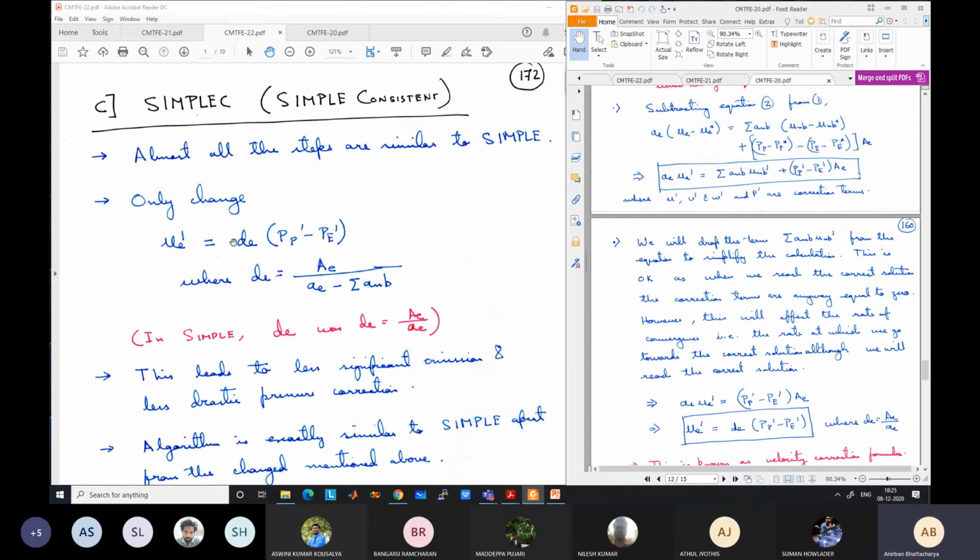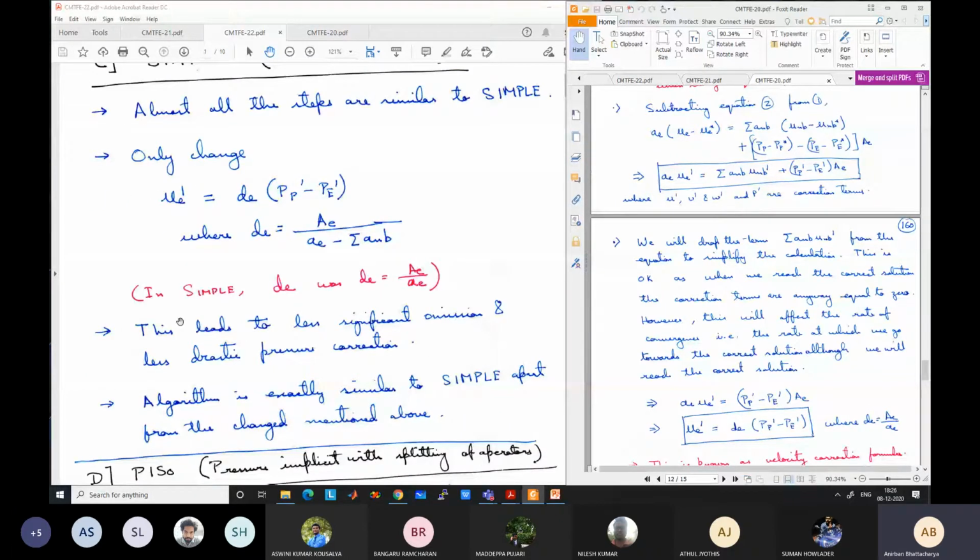In SIMPLEC, we write uE dash in the same form, d(pP dash minus pE dash). However, d is not defined the same way as in SIMPLE. In SIMPLE, we defined d by aE, omitting this term entirely. Now we are defining it as d equal to A divided by aE minus summation anb. So some neighboring influence is brought into the picture, but not in terms of the coupled velocities. However, the coefficients are brought into the picture, and this actually results in better convergence.